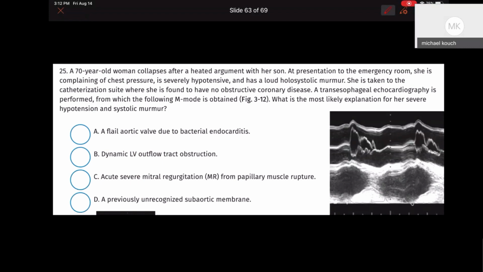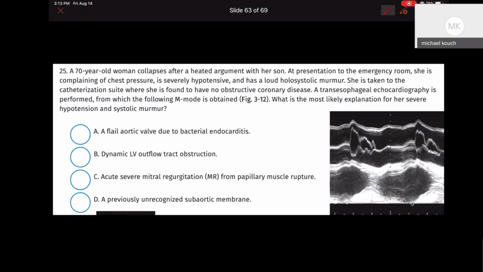All right. Who wants to read this one so I don't have to read it? 7-year-old woman collapsed after a heated argument with her son. Presentation in the emergency room. She is complaining of chest pressure, severely hypotensive, and has a loud hollow systolic murmur. Taken to the cath suite where she is found to have no obstructive coronary artery disease. TEE is performed from which the following M mode is obtained. What is the most likely explanation for severe hypotension and systolic murmur? Flail aortic valve due to bacterial endocarditis, dynamic LV outflow tract obstruction, acute severe MR from papillary muscle rupture, or a previously unrecognized subaortic membrane.